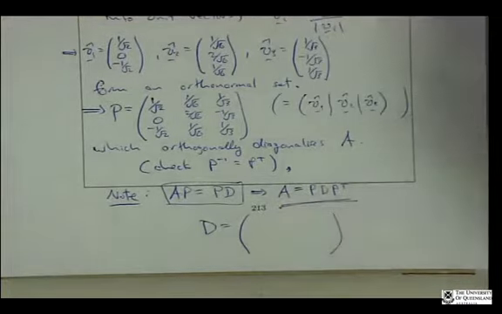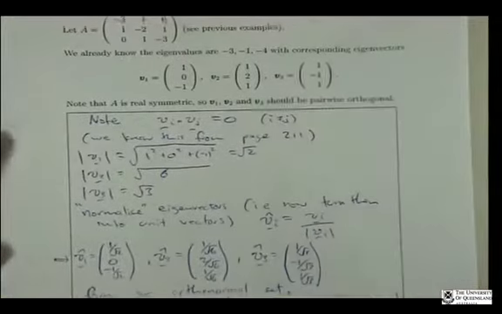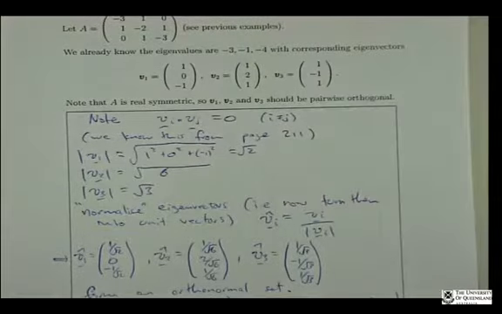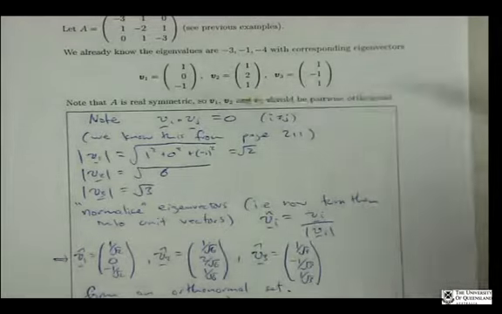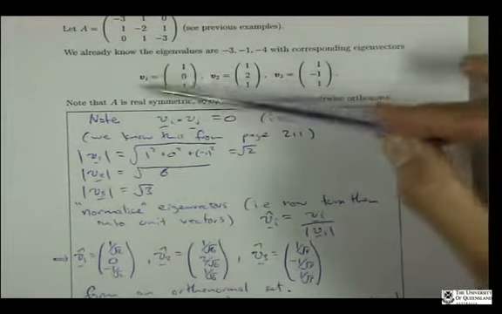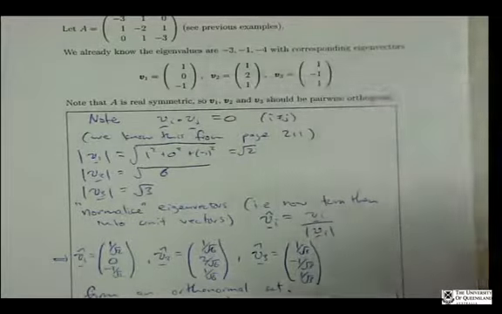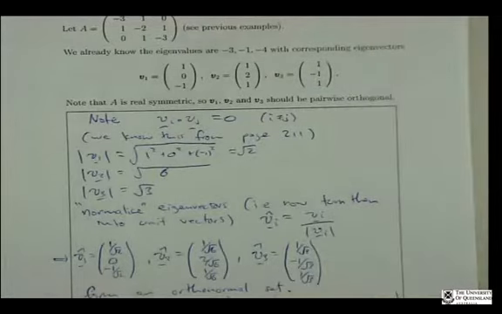All right, so I've stated at the top of the page here that we know the eigenvalues are -3, -1, and -4 with corresponding eigenvectors V1, V2, and V3. By that, we mean that V1 is the eigenvector corresponding to eigenvalue -3, V2 corresponds to -1, and V3 corresponds to -4.